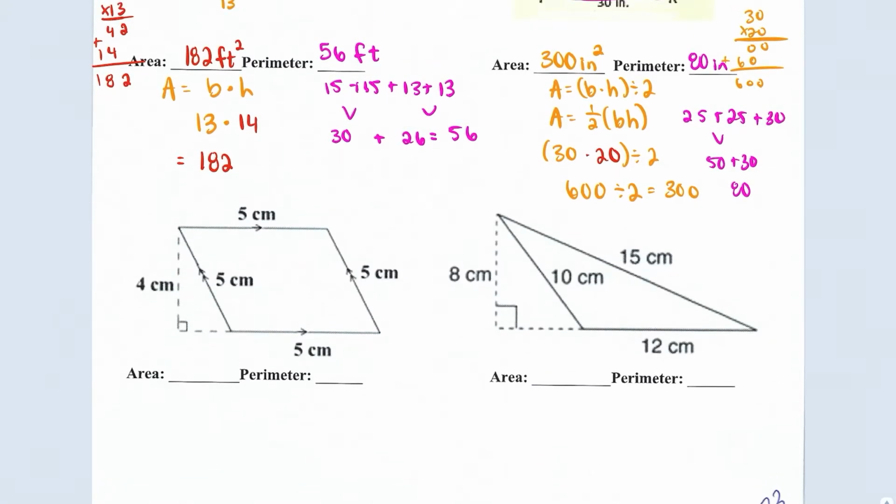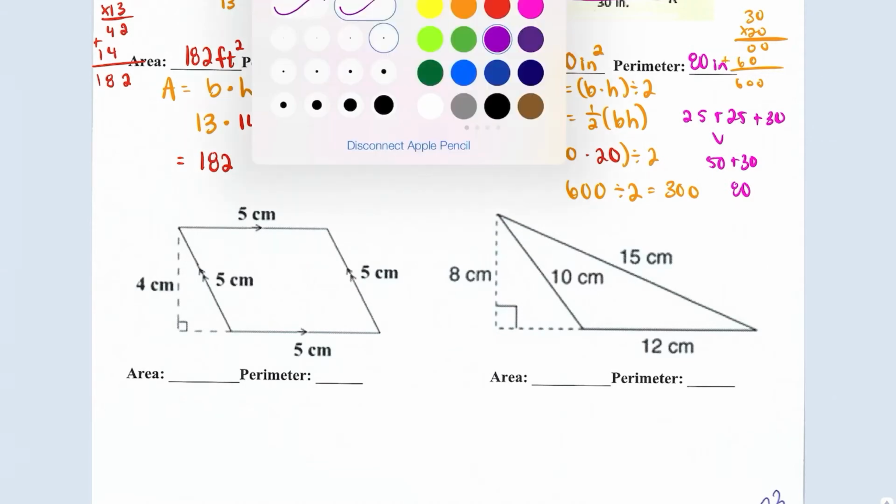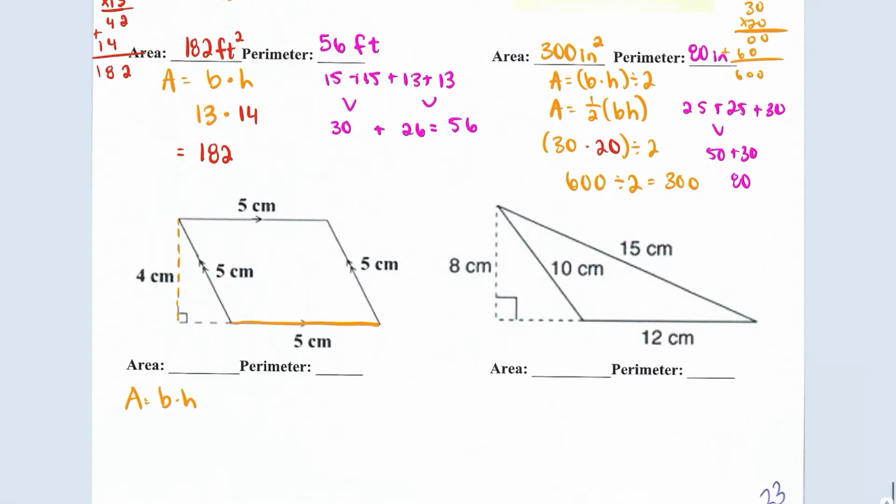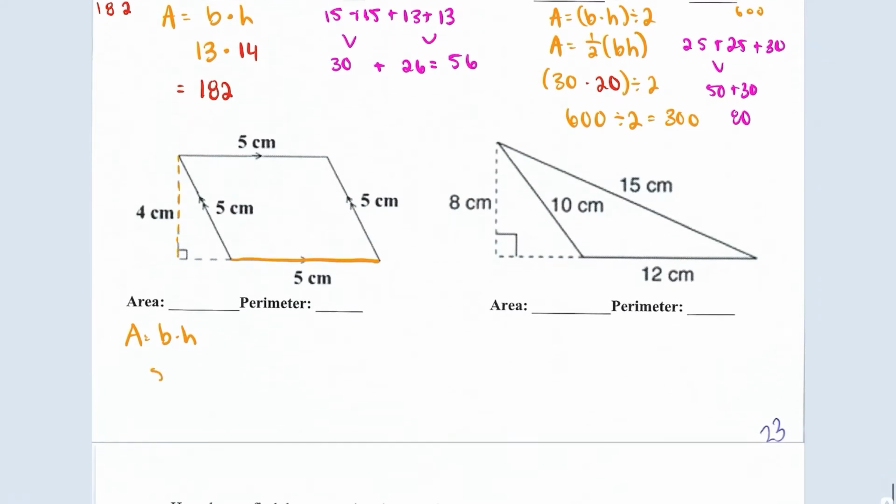Right, so it looks like we have a parallelogram again. So we are going to use the formula: area equals base times height. The base of the parallelogram is 5 centimeters. And the height, in this case, is drawn outside. Okay, so you're going to use 4 as your height here. So you're going to do 5 times 4, and that gives you 20. So the area of this parallelogram is 20 centimeters squared.